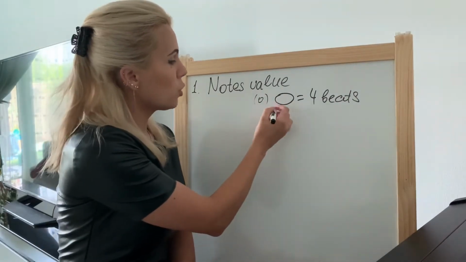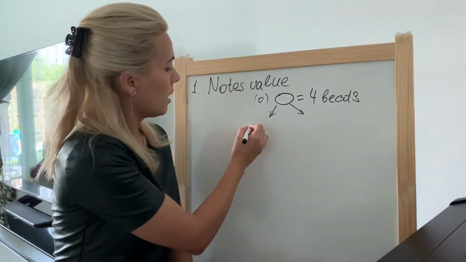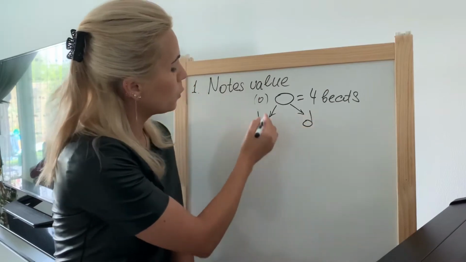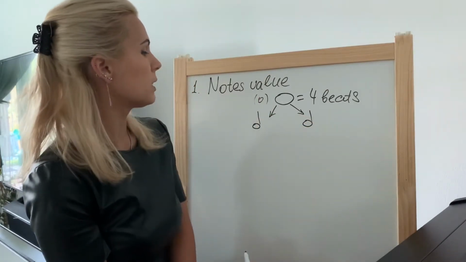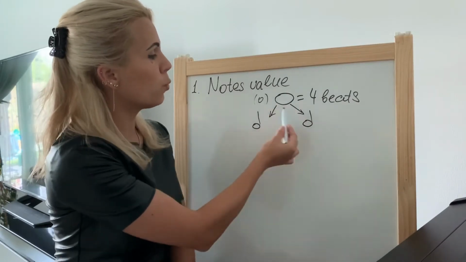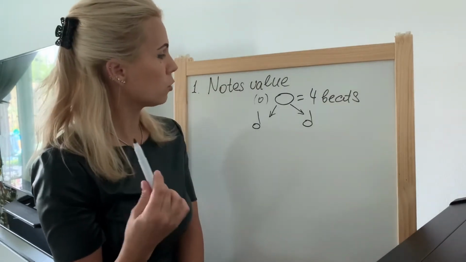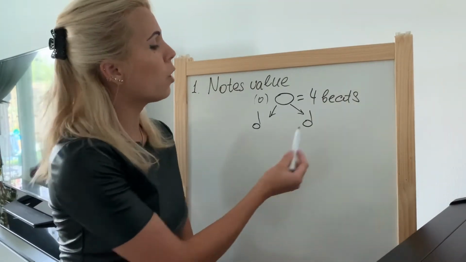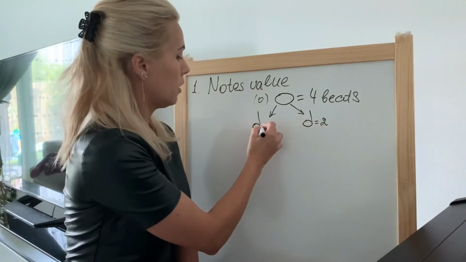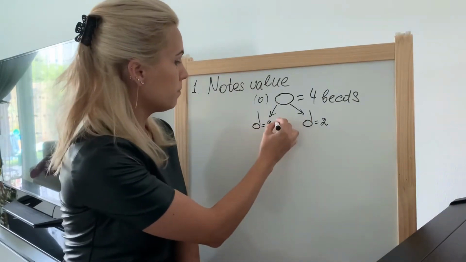And the next note is the half note, and it has 2 beats. And why I'm drawing it this way: if you add up 2 half notes, you will get 1 whole note. So basically within one whole note, you have two half notes. So each of them is 2 beats, and I'm calling them too.